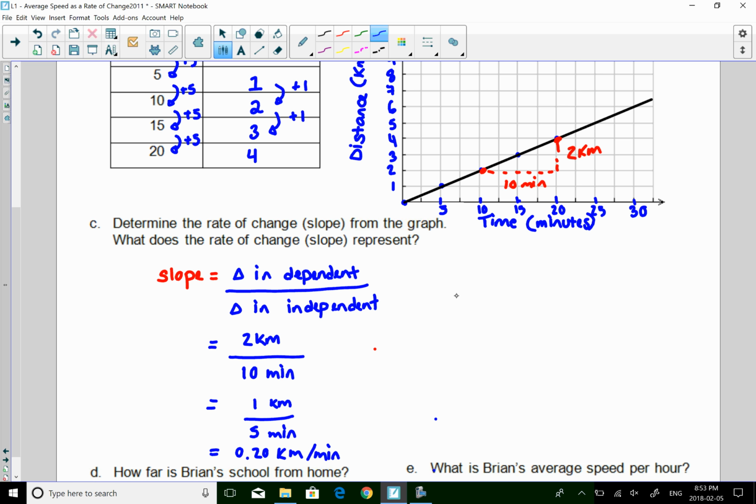This slope represents our speed. This slope represents that Brian is walking 0.20 kilometers per minute.